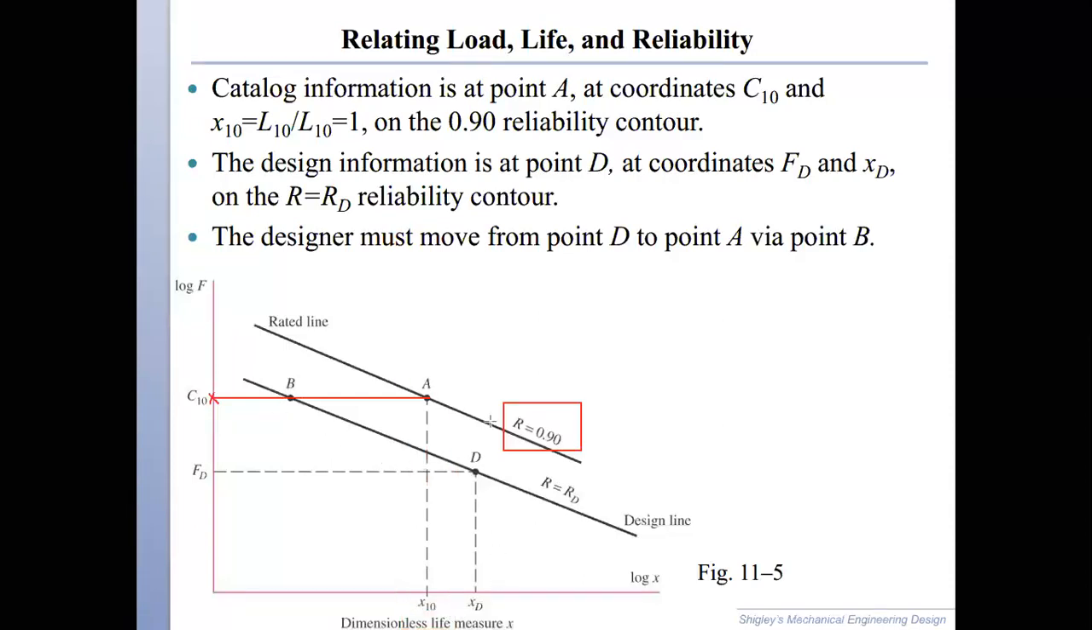Now, if I want to change the reliability to some other value, what do I have? I have constant lines, parallel lines. Let's say my desired reliability is not 90%. I want some other reliability, for example RD. I'm not specifying the value, but let's say it is RD. And let's say that my load is also different. It is not C10. So this will come from my application: my FD at some reliability RD will give me XD.